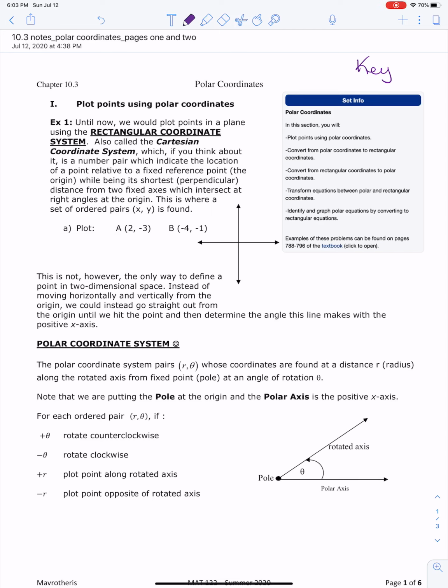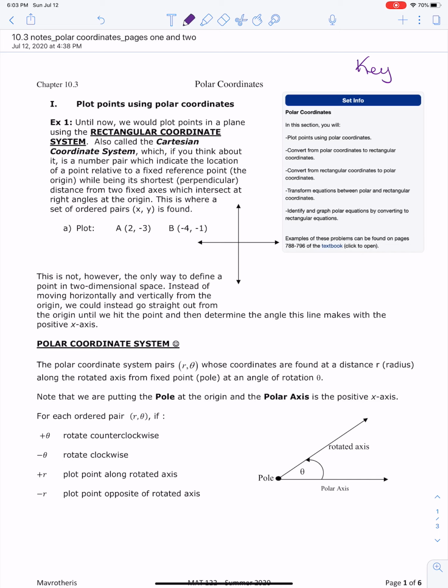10.3 notes, polar coordinates, pages 1 and 2. There's not much on page 1 to do. Some vocabulary we definitely want to talk about. We'll get a little more involved with everything on page 2.